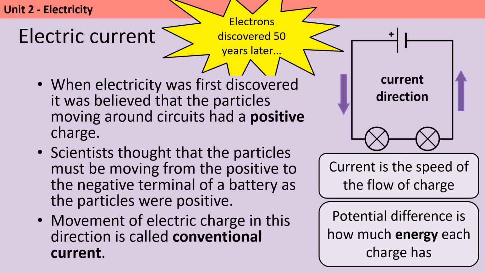You should be familiar with the idea that current is the speed of the flow of charge around a circuit, and potential difference is about how much energy is being transferred by a component.